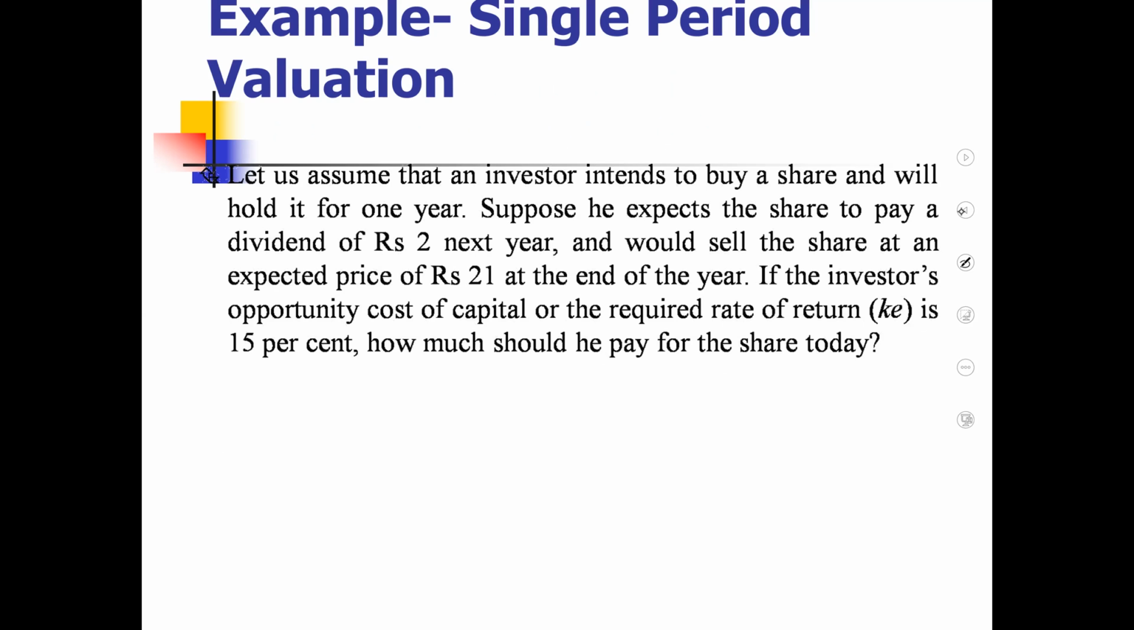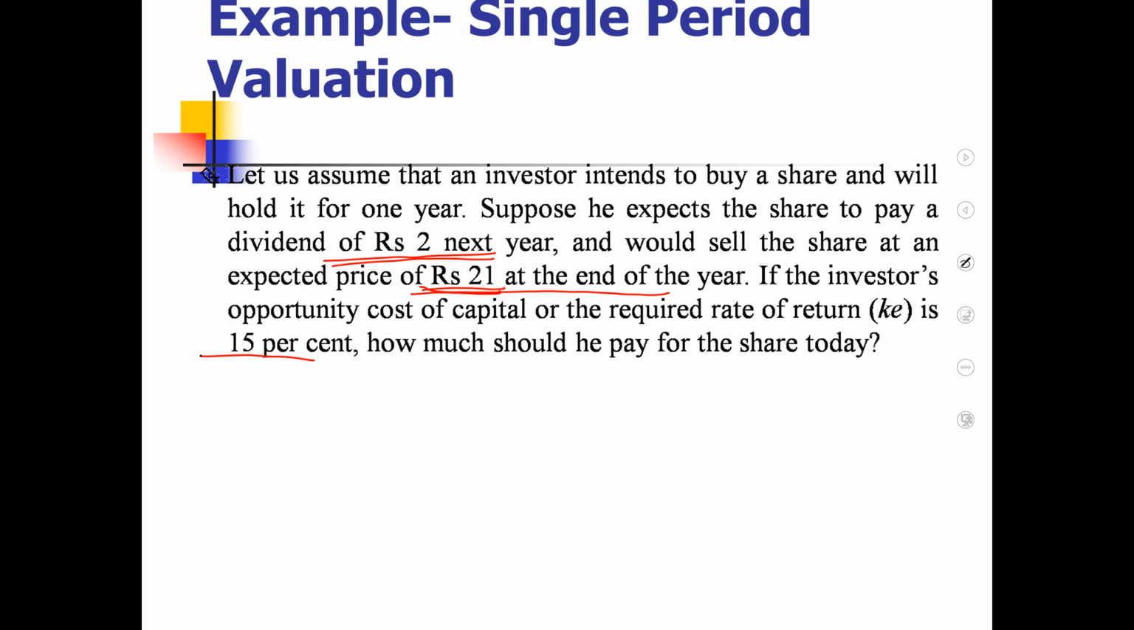Suppose he expects to receive a dividend of rupees 2 next year. For that particular period, 1 year, he is going to receive a dividend of rupees 2. Then at the end of the period, that holder can sell this for 21. After 2 years, the market value becomes 21 rupees. If the investor's opportunity cost of capital, or the required rate of return, or simply the discount factor, is 15%, how much should be paid?